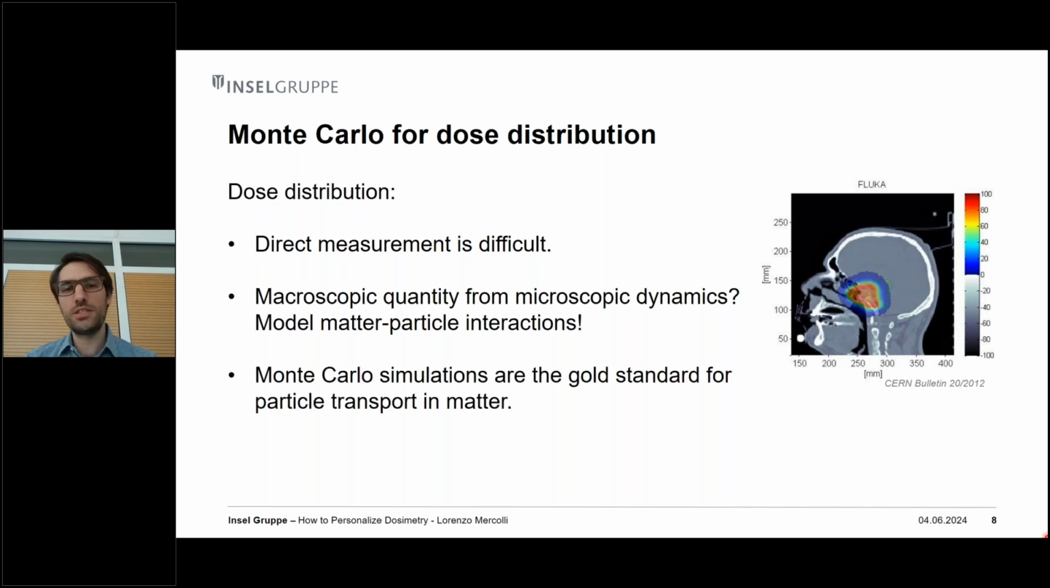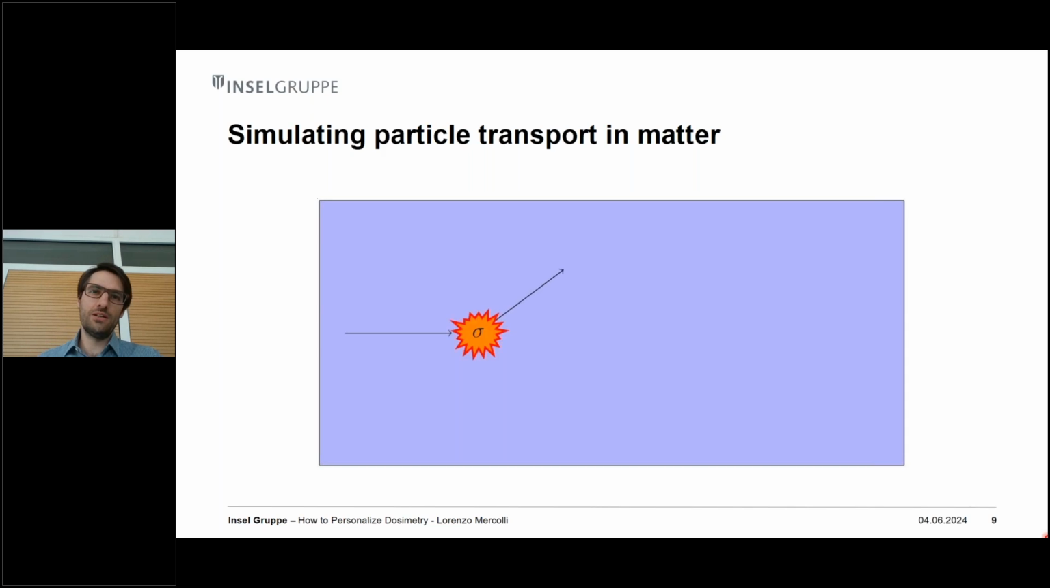And Monte Carlo simulations are nowadays the gold standard for this sort of problem, not just in the medical field, also high energy physics or many other fields of science rely on Monte Carlo simulations for matter particle interactions. So just very briefly, how does such a particle transport simulation work? So we start with some initial particle. For us, this will mostly be either a photon or an electron.